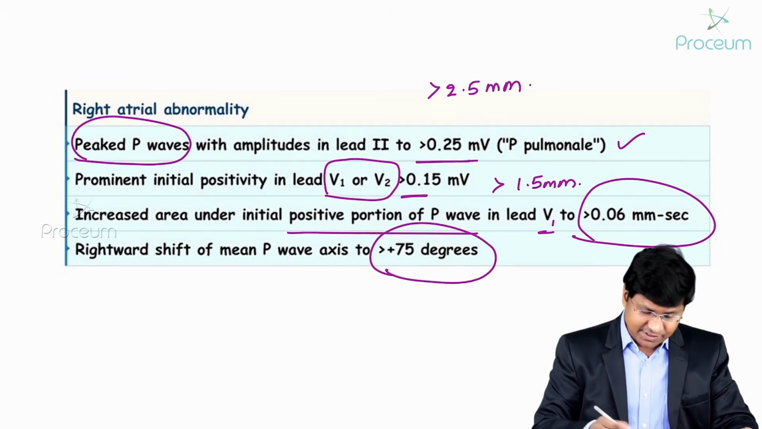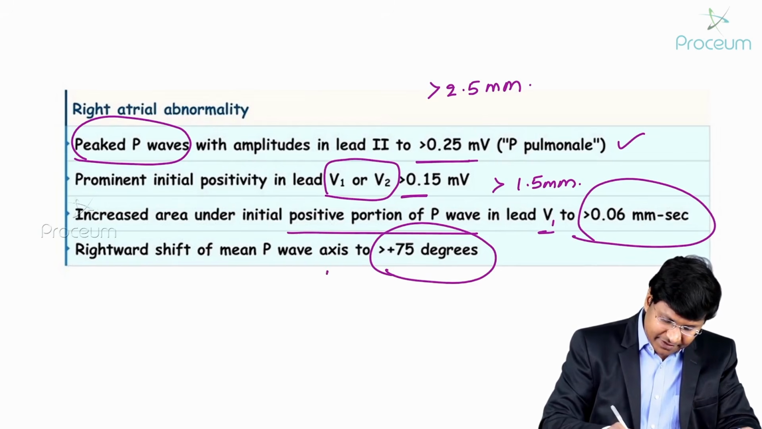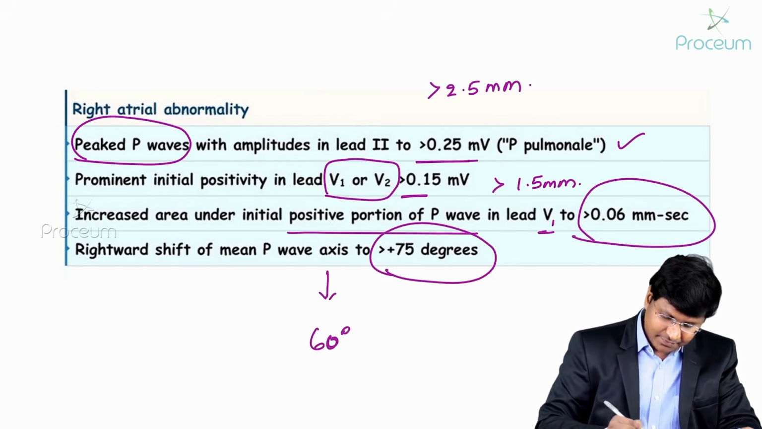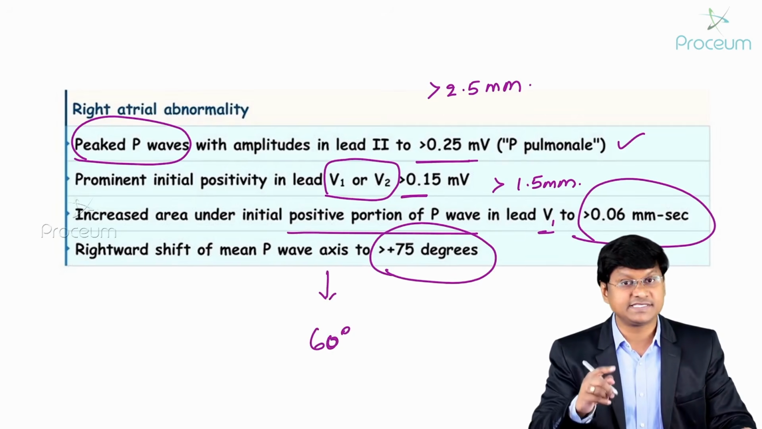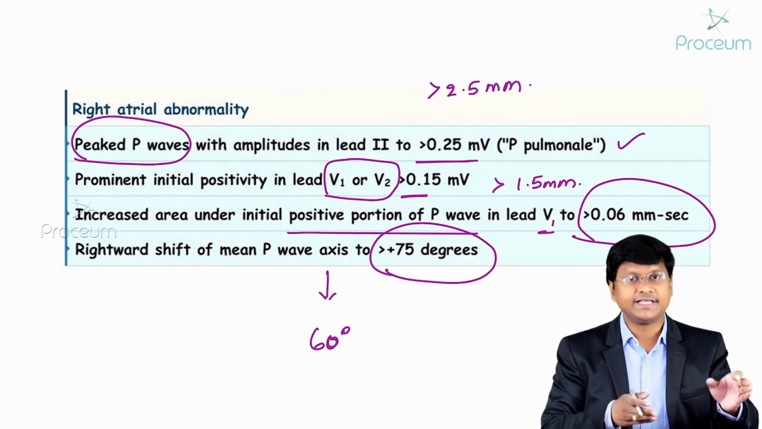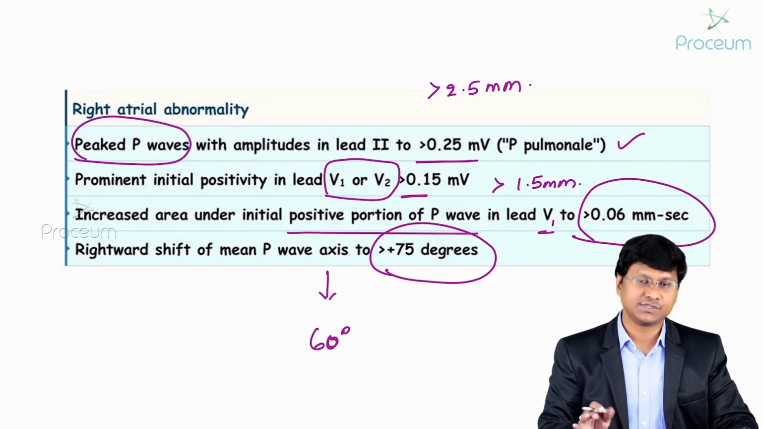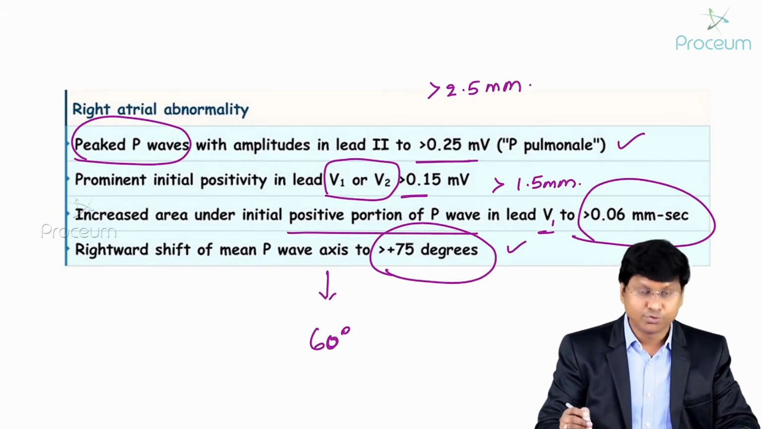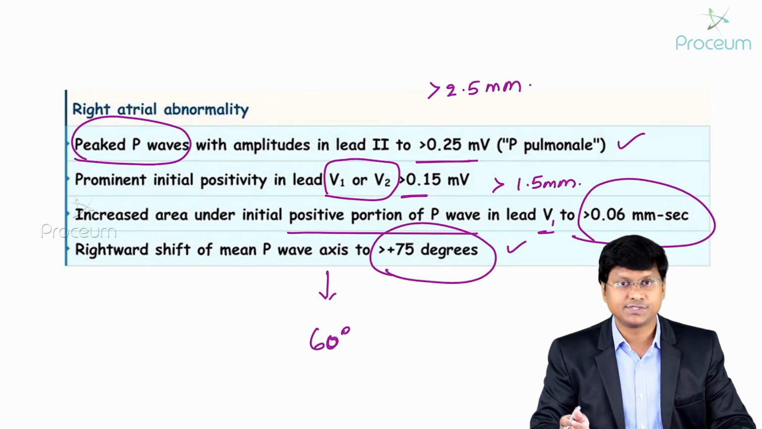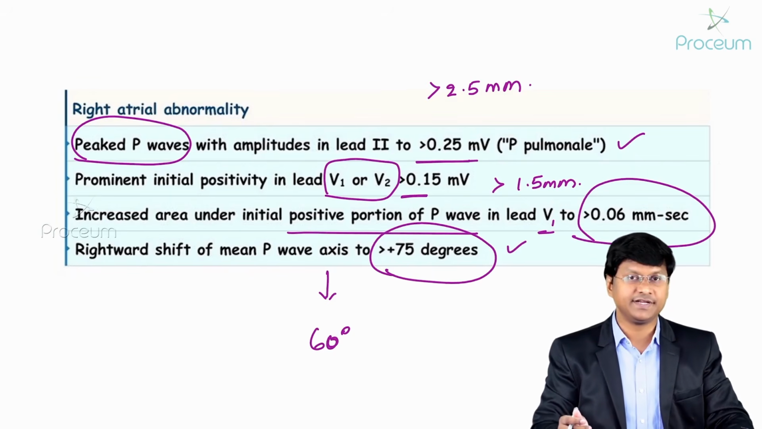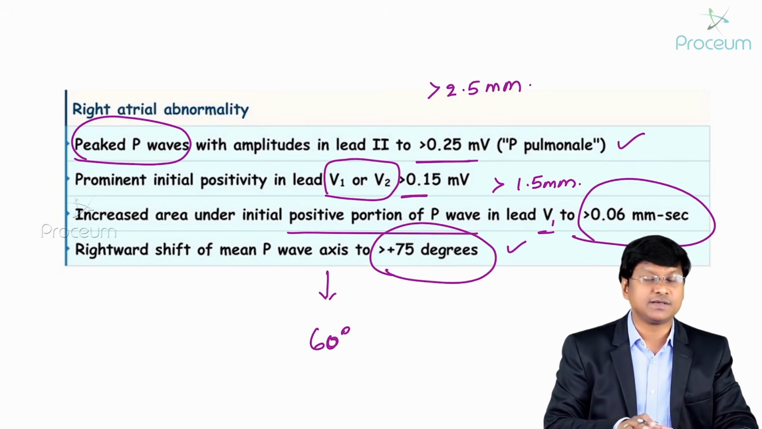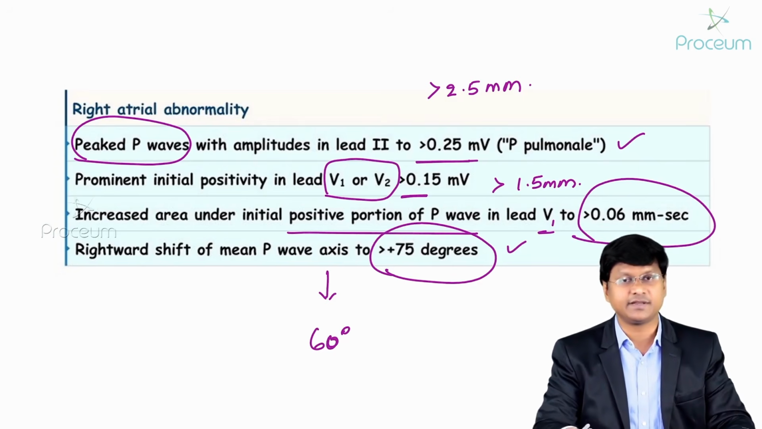Take the normal axis of the P wave, it is 60 degrees. But here there will be a rightward shift of the mean P wave axis, and how much is that? That is more than plus 75 degrees. Okay, so this is about the features of right atrial abnormality.